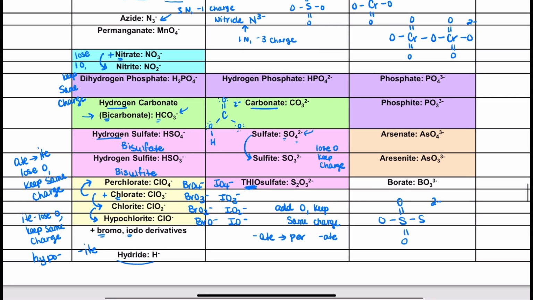Let's see, hydride. Again, hydride, most students forget that this can happen, but hydrogen is a nonmetal, so it can just pick up an electron. And then we just name it by the regular rules. Hydrogen becomes hydride.